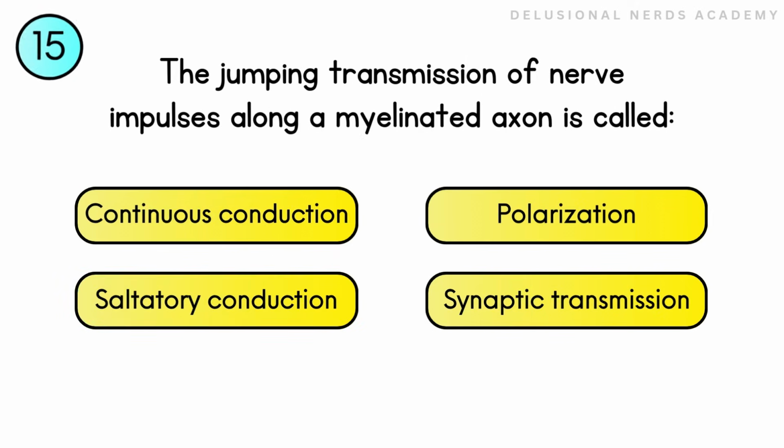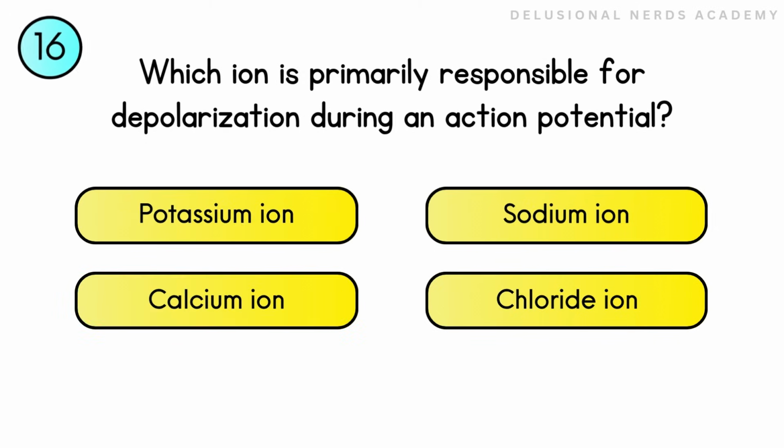The jumping transmission of nerve impulses along a myelinated axon is called... Saltatory conduction is the answer. Which ion is primarily responsible for depolarization during an action potential? Sodium ions rush into the neuron during depolarization.